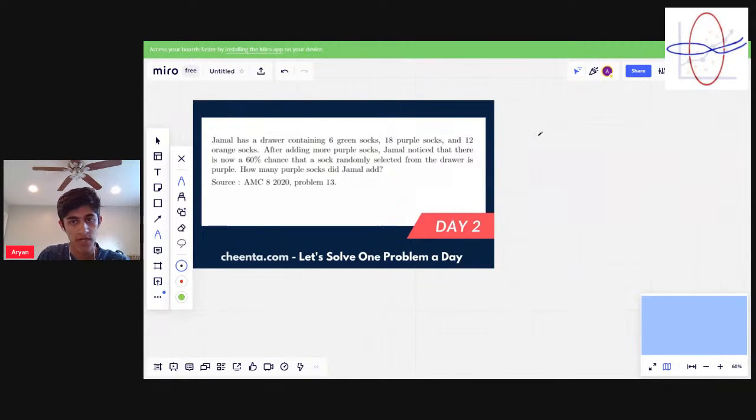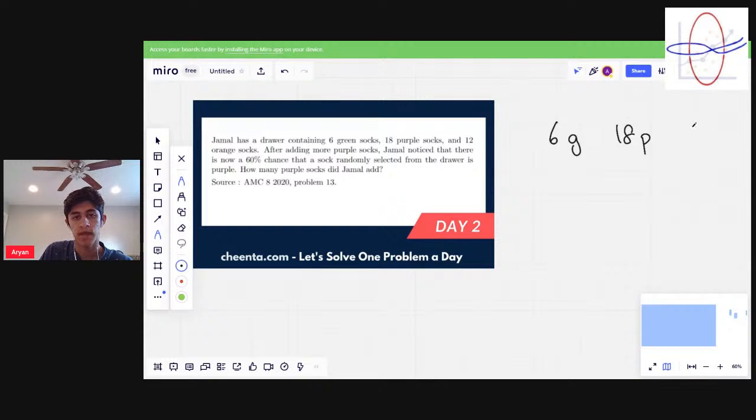With a problem like this that is clearly a little lengthy, we want to start with writing down the information that we know. So if we take it sentence by sentence, we have 6 green socks, right? So if we imagine Jamal's drawer, we would write down 6 green socks. He has next 18 purple socks, and then finally 12 orange socks. So this is just the information represented from the first sentence.